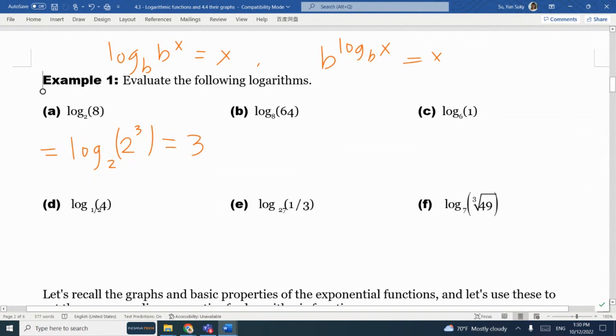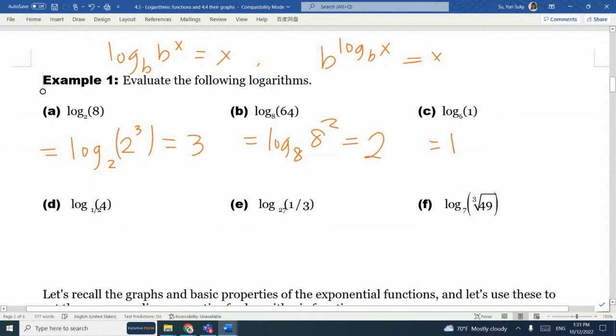Okay. How about here? What's your base? 8. Can you transform 64 as 8 squared? Exactly. So this is log base 8 of 8 squared. So what's that? 2. Yes. Right, everybody?